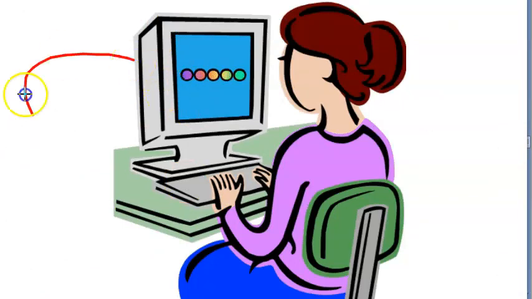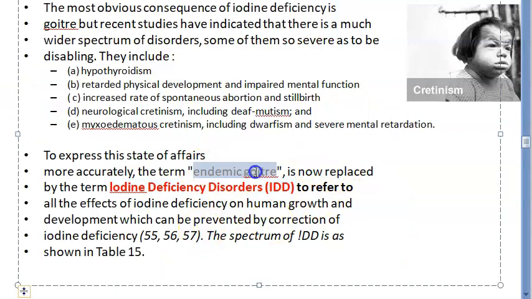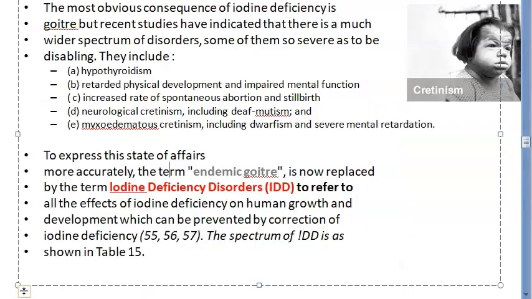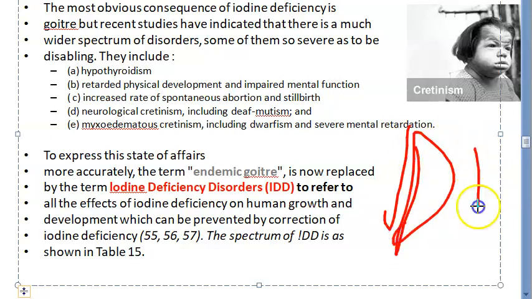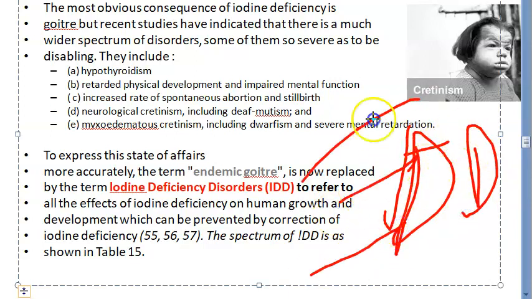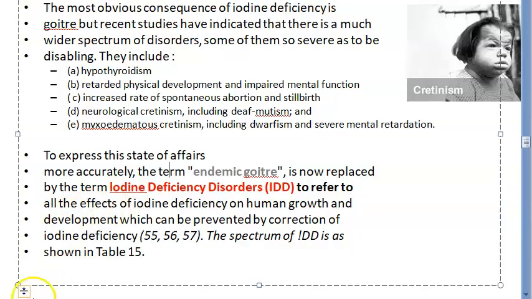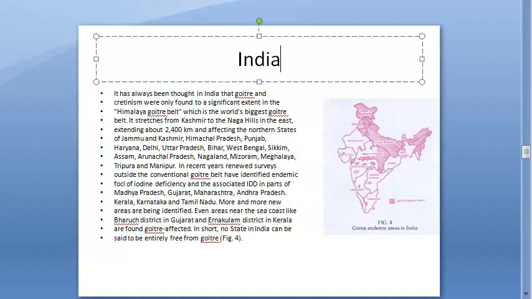As goiter is not the only problem because of iodine deficiency, now instead of the word endemic goiter, they are using iodine deficiency disorders, IDD. IDD is what, guys? Iodine deficiency disorder. Remember IDD. Wherever you see IDD, in national programs, it is iodine deficiency disorders. Okay. Let's look at some epidemiology, guys.